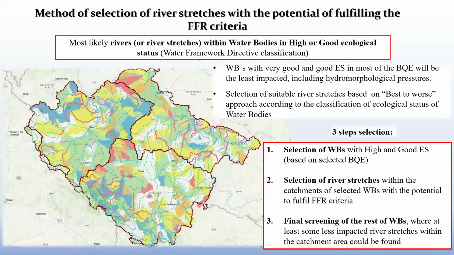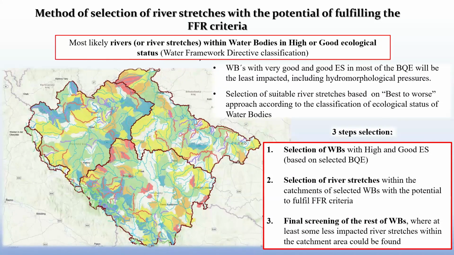So now, how did we select the river stretches with the potential of fulfilling the FFR criteria? Well, we thought that we would find the most valuable river stretches within the water bodies which are already in high or good ecological status. So the theory is that water bodies with very good ecological status in most of the biological quality elements will be the least impacted, including hydromorphological pressures. So we based our selection on a sort of best to worst approach according to the classification of ecological status. And in practice, this means a sort of three-step selection.